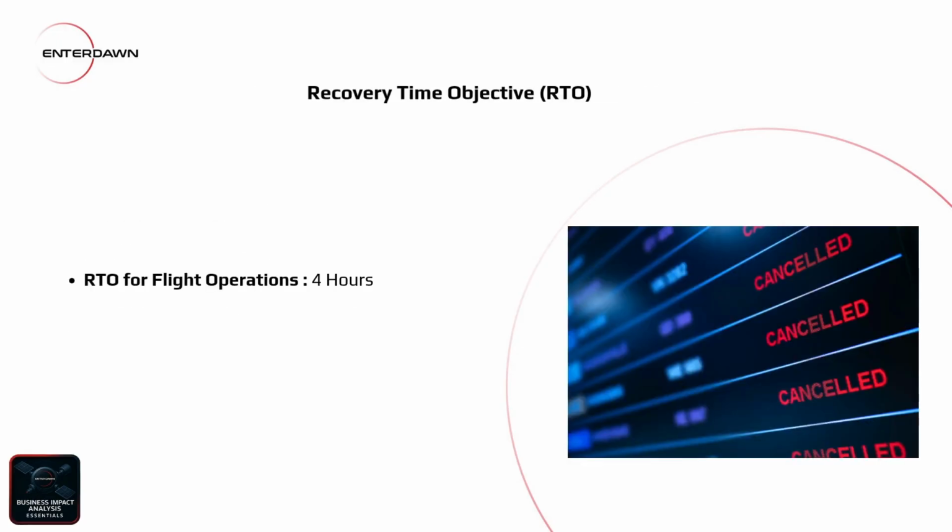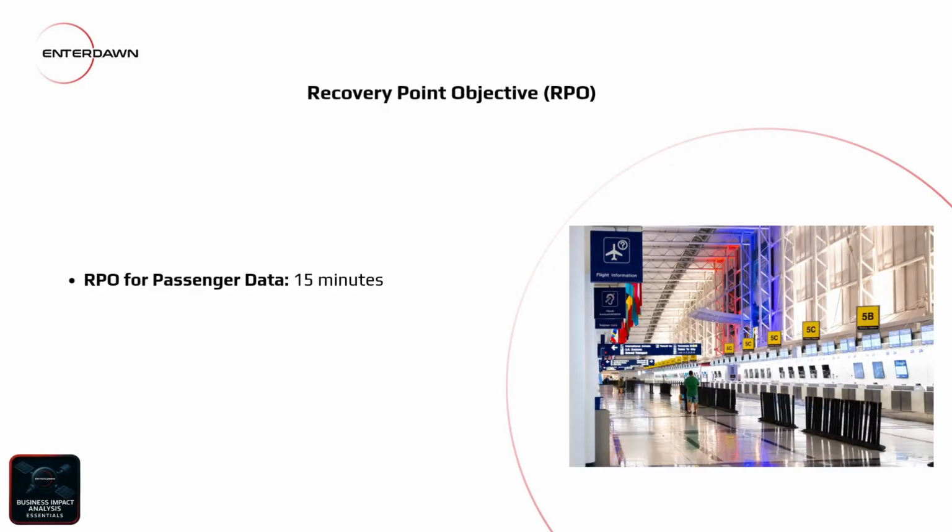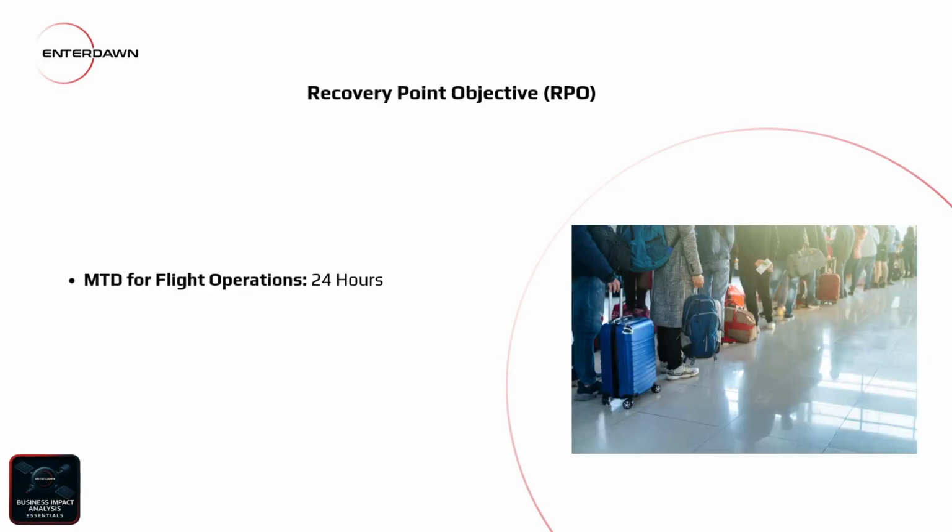So for RTO, we're saying that if something goes wrong, we need to get those flights back on track within 4 hours. That's the sweet spot to avoid total chaos at the airport. When it comes to RPO, we really don't want to lose more than 15 minutes of data. That means all those passenger bookings and flight schedules are super fresh and up to date. And finally, MTD is like our absolute limit. We've got 24 hours to get things back to normal before it turns into a major headache for everyone involved.